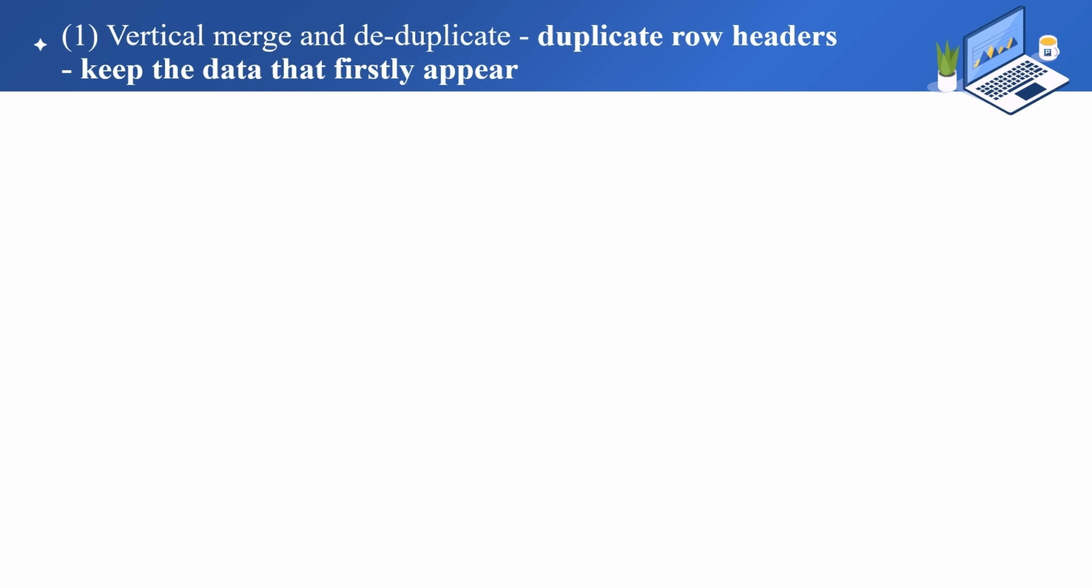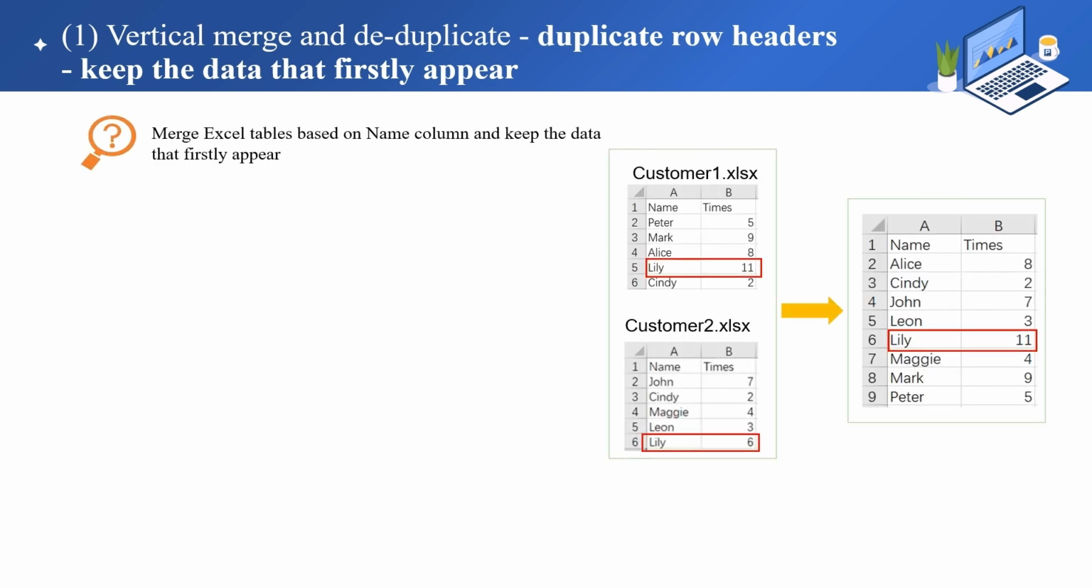Duplicate row headers, keep the data that firstly appear. When merging Excel files, we may use only the row headers, or one or several key columns as criteria for determining whether data are duplicated. For example, there are two tables, and it is required to merge them by using only the name column as criteria for duplication. In Customer 1, the times value of Customer Lily is 11, while in Customer 2, the value is 6. According to the requirements, the value of Lily should be 11 after merge.